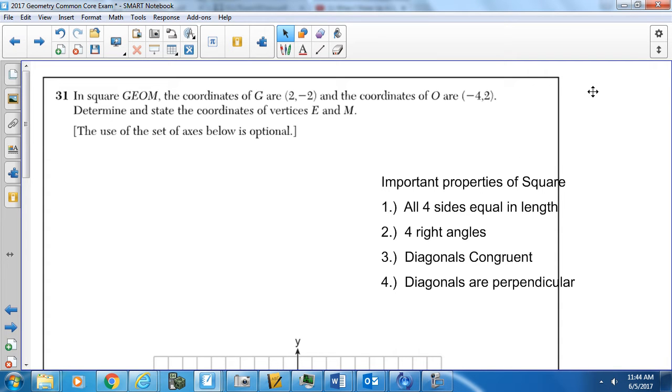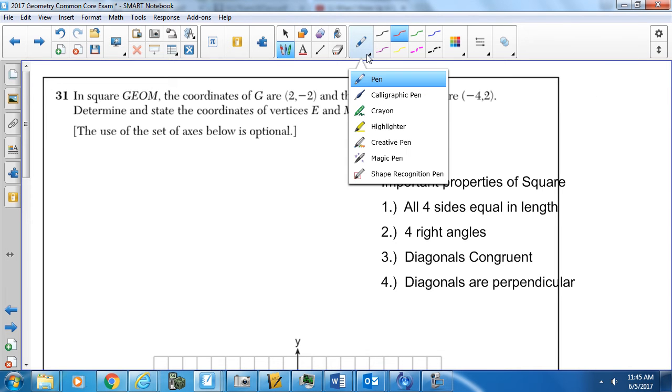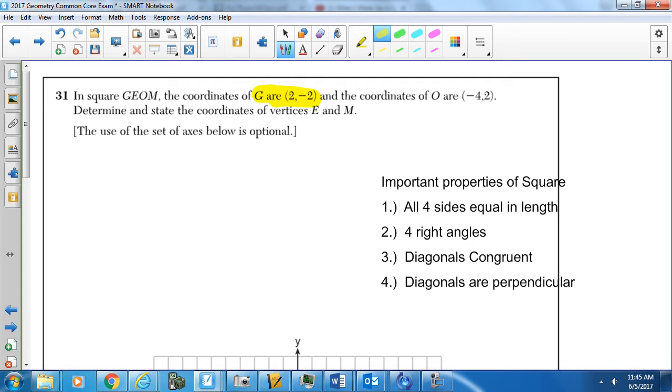All right, so let's start going over problem 31 from the January 2017 exam. Let's get right to it. It says in square GEOM, the coordinates of G are 2, -2, and so 2, -2 for G. The coordinates of O are -4, 2. Determine and state the coordinates of vertices E and M.